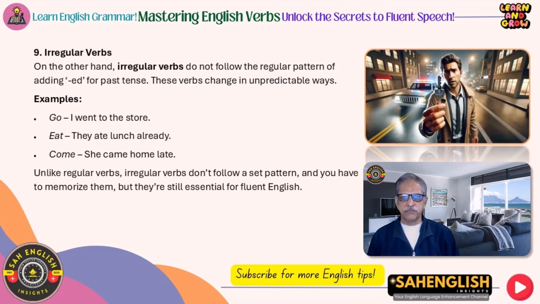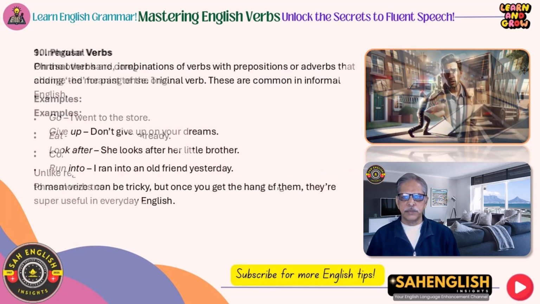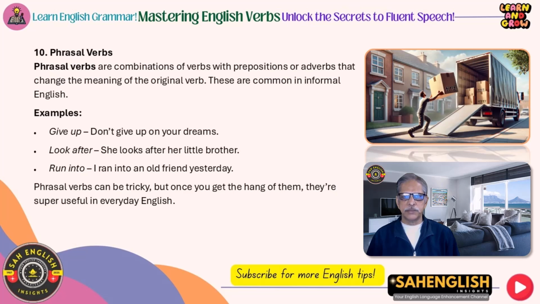9. Irregular verbs. On the other hand, irregular verbs do not follow the regular pattern of adding ed for past tense. These verbs change in unpredictable ways. Examples: go, I went to the store. Eat, they ate lunch already. Come, she came home late. Unlike regular verbs, irregular verbs don't follow a set pattern and you have to memorize them, but they're still essential for fluent English.